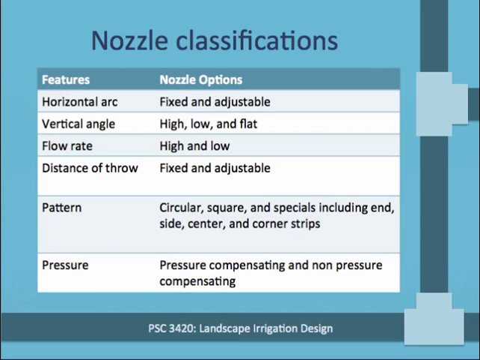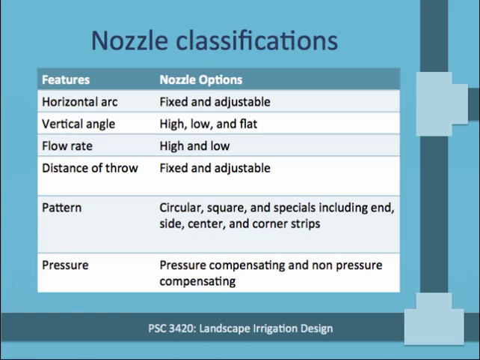Okay, now let's move on and talk a little bit more about nozzles. Nozzles have a number of different features, including the horizontal arc, or are they spraying 90 degrees? Are they spraying 180 degrees? So quarter circle, half circle, so on. What about the vertical angle of throw? They can have a high angle, it can be low or flat. They can have different flow rates, different distances of throw that can be fixed or adjustable.